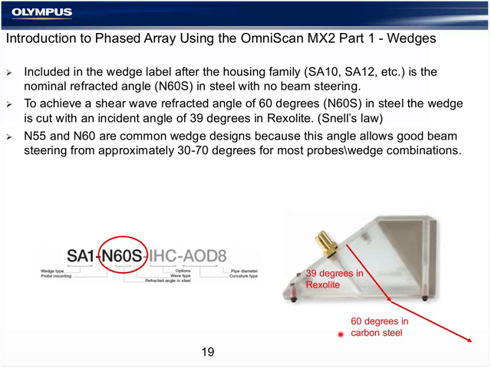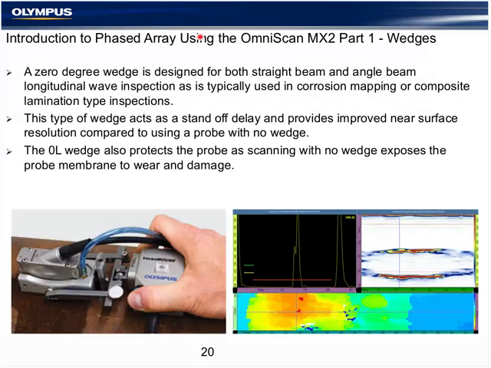Most of these wedges are designed for about a 30 to 70-degree sector scan that can be calibrated on normal side-drilled holes and notches. Wedges also include accessories and water ports, or the ability, in this case, to stand flat on a pipe without a curved, without a radius wedge.